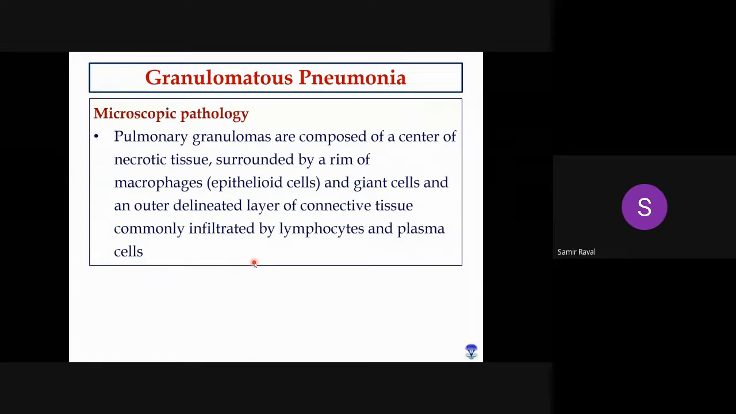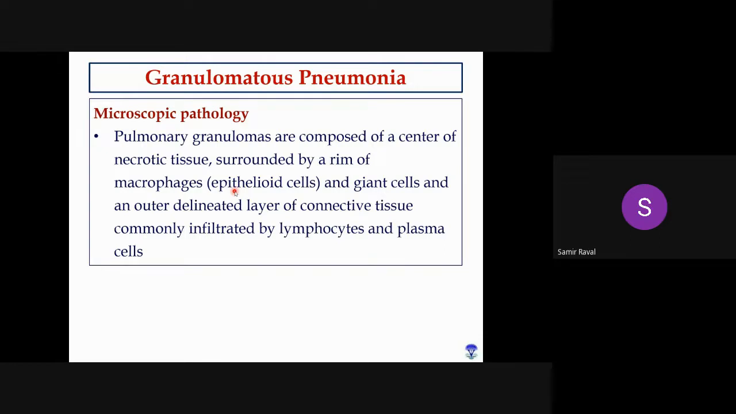The center area of necrotic tissue is surrounded by a rim of macrophages, and many a time they are also known as epithelioid cells. Why is the name epithelioid given? You have already known that whenever there is the suffix oid, it means that particular cell looks like that, right? They are not the same cells, but they will look like that. Okay, so here what happened? Epithelioid means the prefix is epithelium, and the suffix oid means these particular cells look like epithelial cells, right?